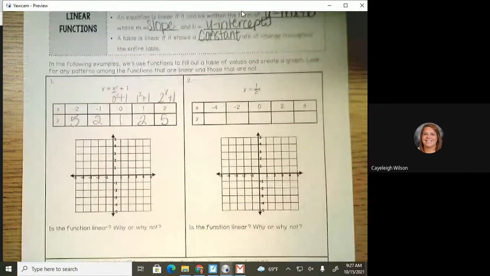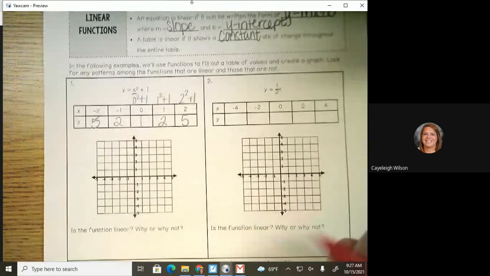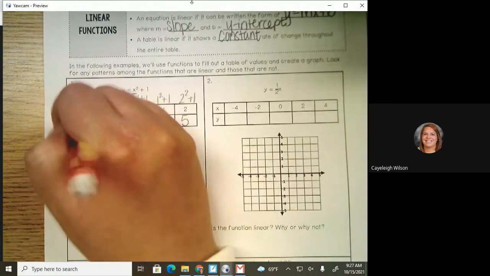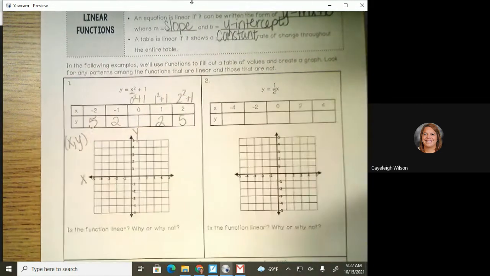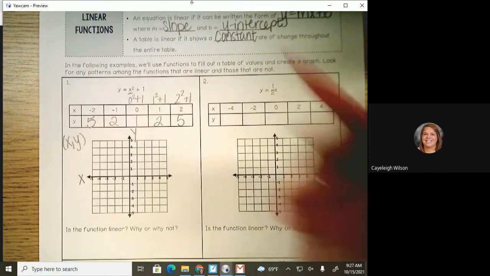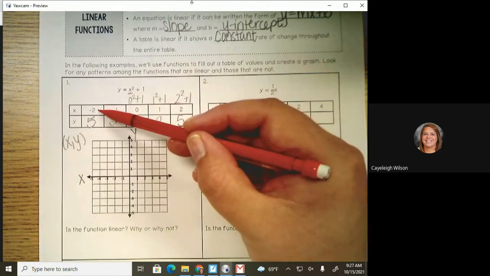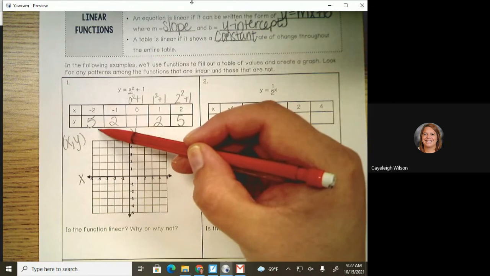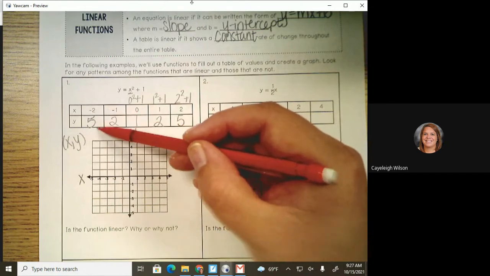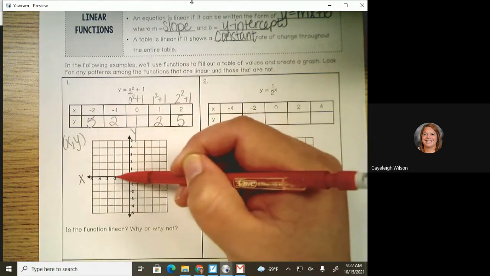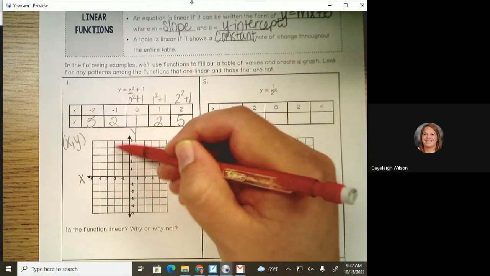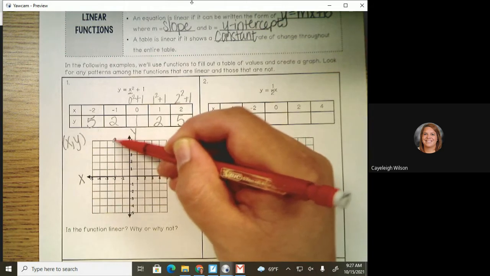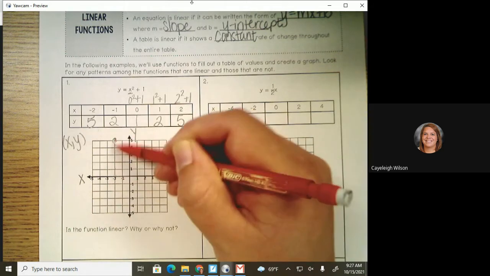Everybody do okay filling out that table? All right, and then when we graph ordered pairs, we graph them as x, comma, y. So this is my x-axis, this is my y-axis. So this first point right here, -2, 5. So x is -2, y is 5. So I'm going to go left to -2 on the x, and then I'm going to go up to 5 on my y. So there's -2, 5.